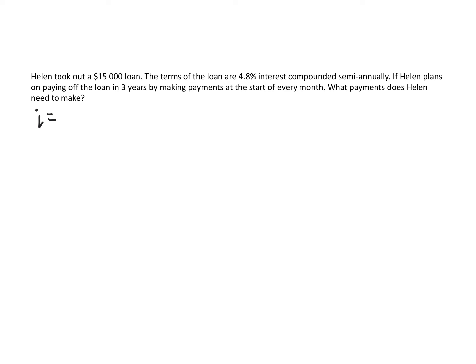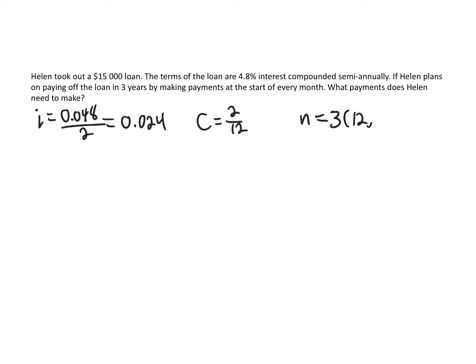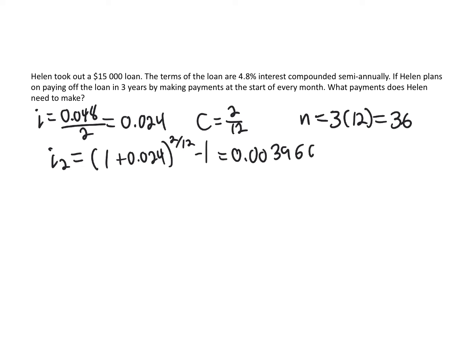First, we can calculate I. We can calculate C. We can even calculate N here. Remember, N is your number of payments, not your number of compoundings. We have to adjust I so that the compoundings coincide with the payments. Remember to keep all the decimals.